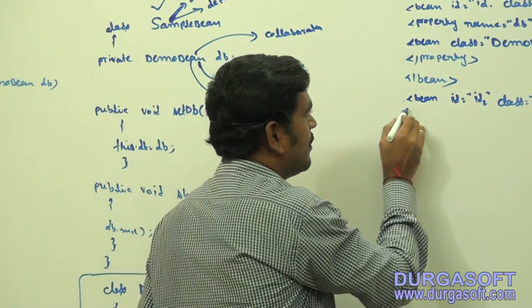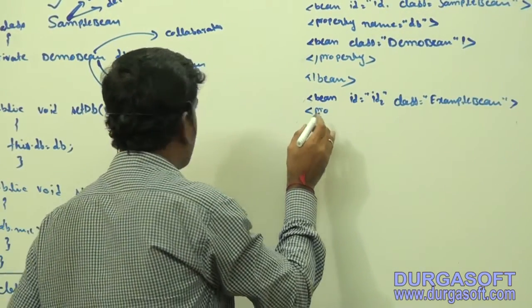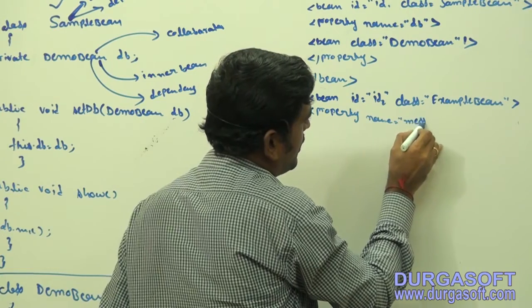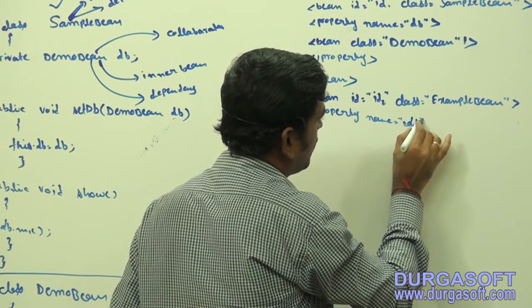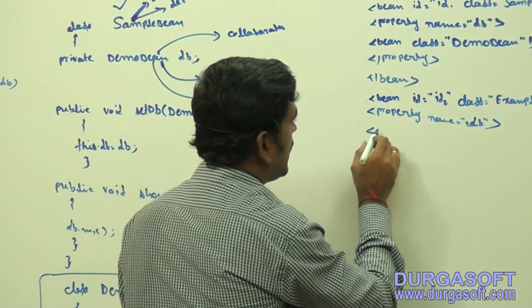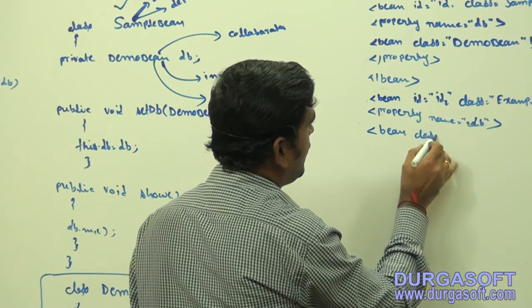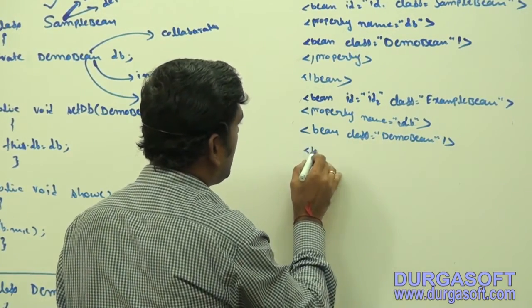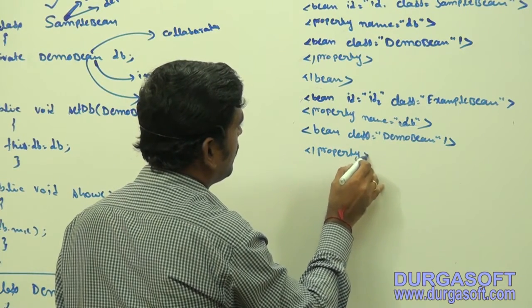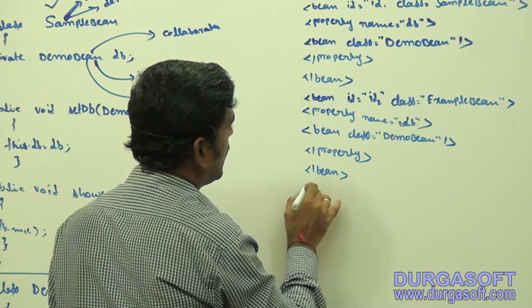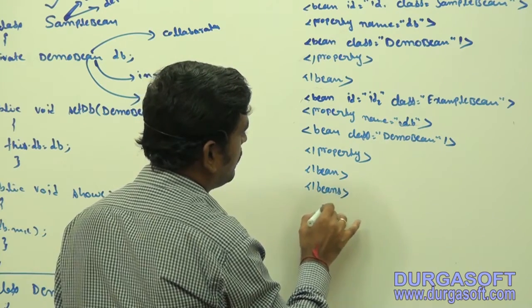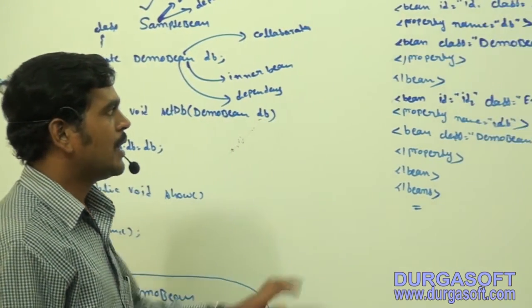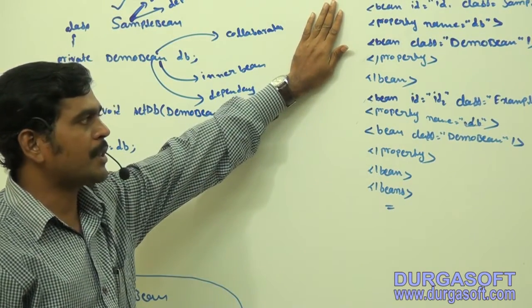Then next, we have to take the property, because of the setter. Property name is equal to db. Then next, the inner bean configuration. Bean class is equal to DemoBean. Then finally, close the beans. Like this, we can configure the inner bean as well as outer beans.